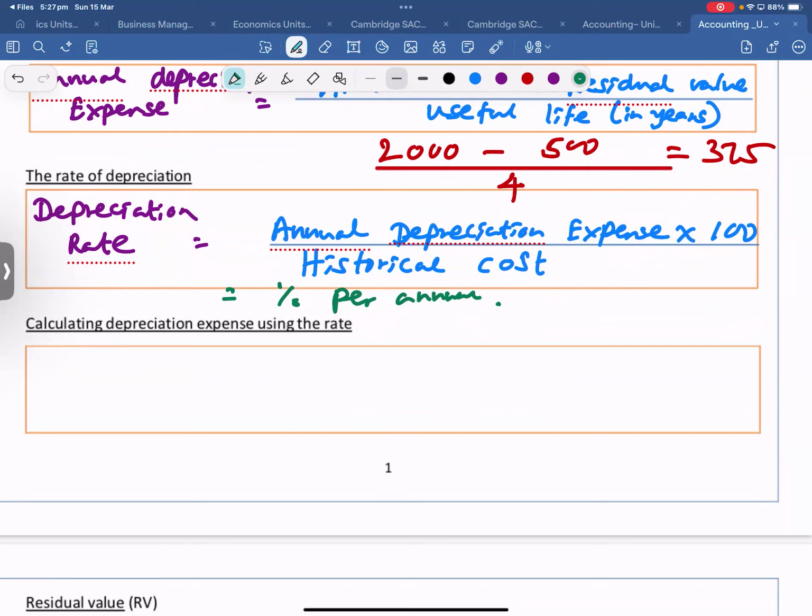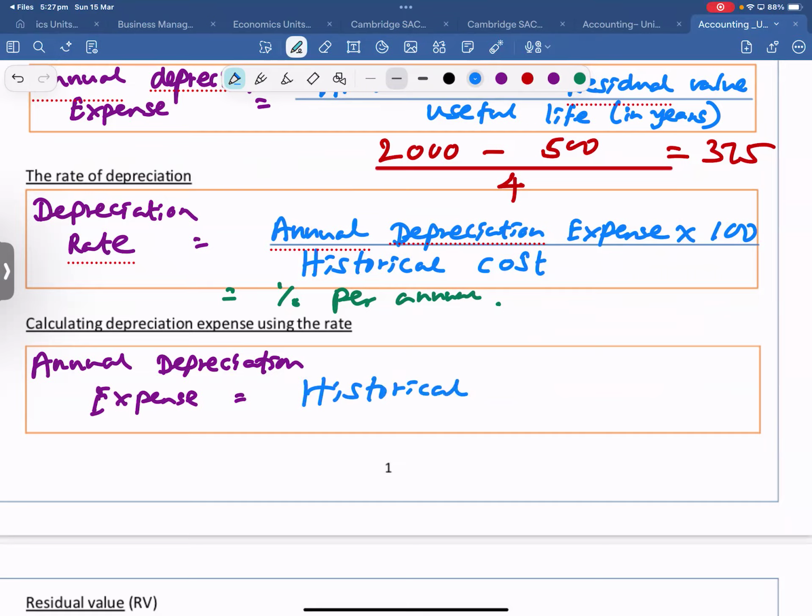Right, next one. Calculating depreciation expense using the rate. Annual depreciation expense is equal to historical cost times by the depreciation rate.